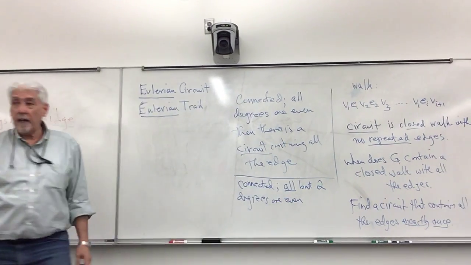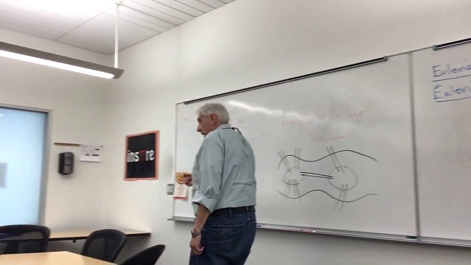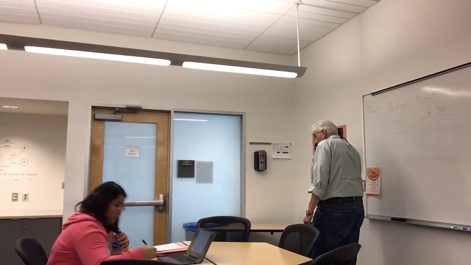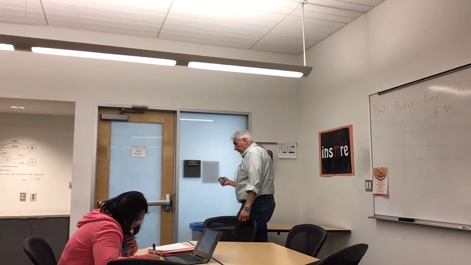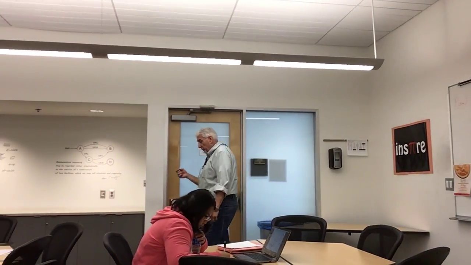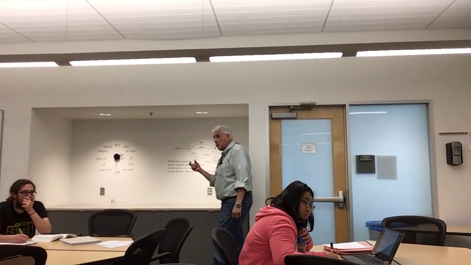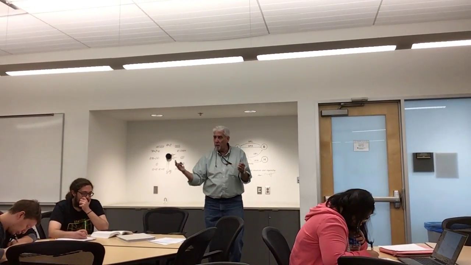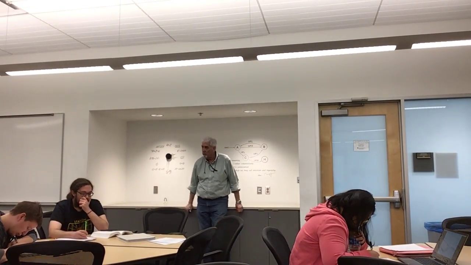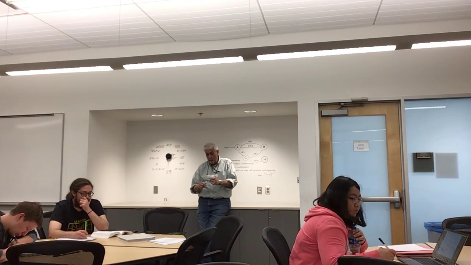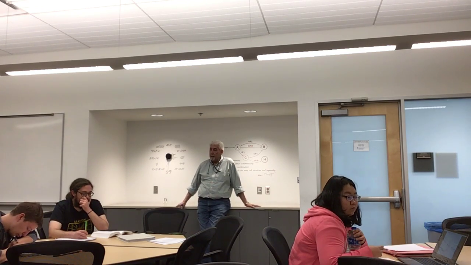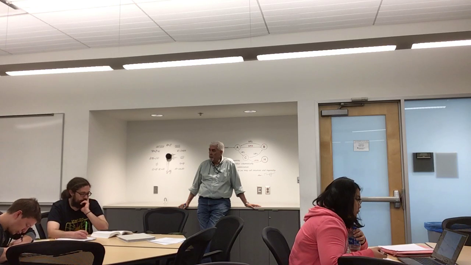Okay, so if we have connected, it's pretty important, if we have any chance. So if I have a connected graph where I have all even degrees except two, now, can I have three odd degrees? Why not? Can I have one odd degree?